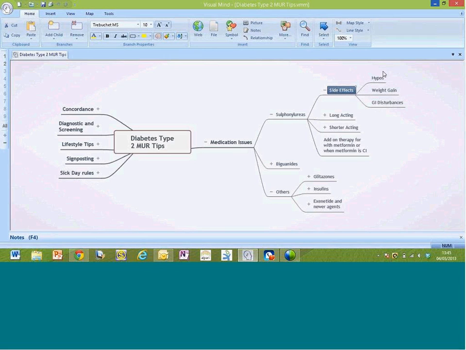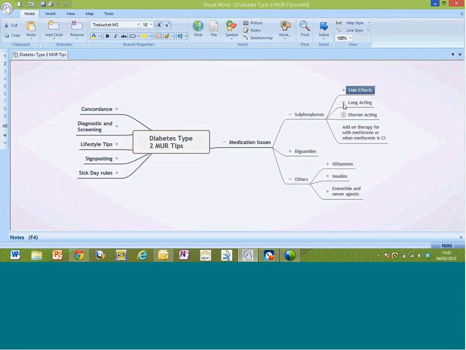The ones to focus on are these two here, weight gain and hypos. You might need to check how many times the patient tests their blood glucose, and weight gain as well. If that is a big issue, then you may need to move on in terms of the diabetes pathway. But those are the two main issues that you'll probably experience more than anything else.